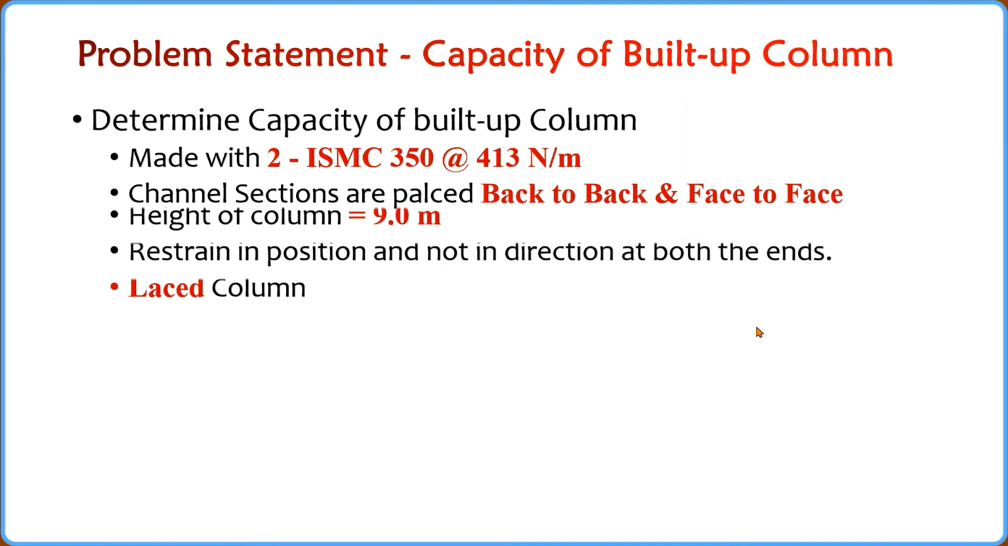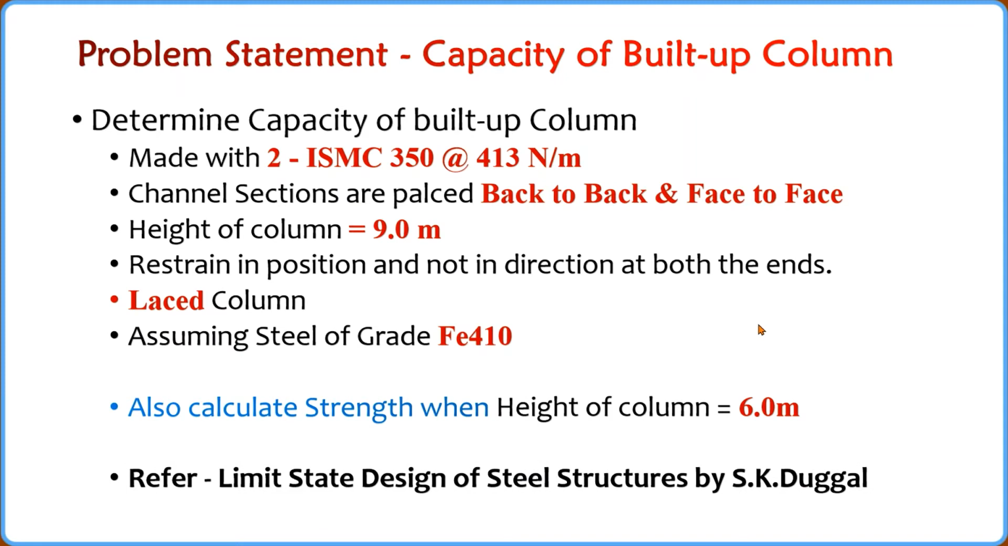Our problem statement is we are going to determine the capacity of a built-up column, which is made up of two ISMC 350 at 413 Newton per meter. The channel sections are placed back to back, face to face. Again here, the capacity of the column does not depend upon the position of the channel sections. It depends upon the height of the column. Here, the height of the column is given as 9 meter, and the end conditions are restrained in position and not in direction. It means both ends are hinged.